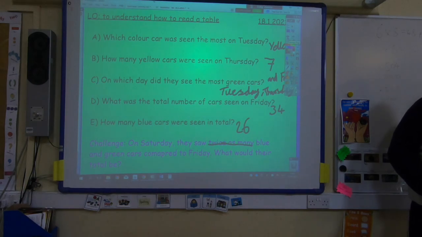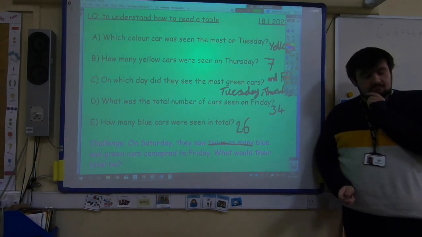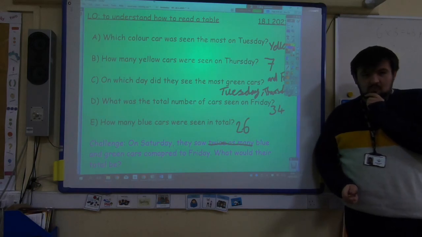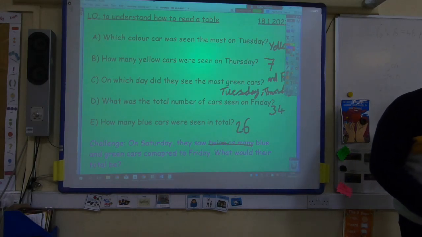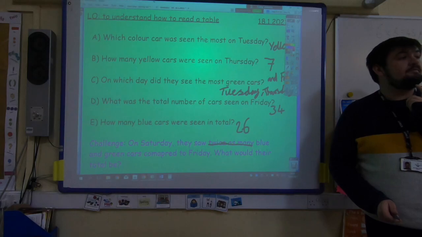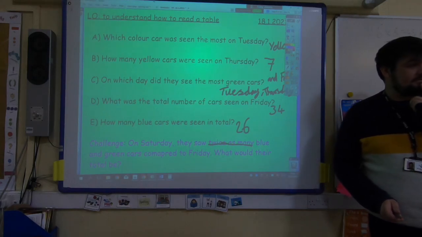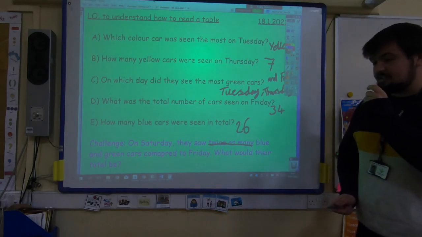Daisy? Well, don't you need to add the blue and the green cars, and add all the Fridays, and then you have to compare them. Not quite as hard as that. Do you have to get the numbers on Friday for green and blue, which are 8 and 4, and then double them, which is 16 and 8? Exactly. That's all you need to do for that one.